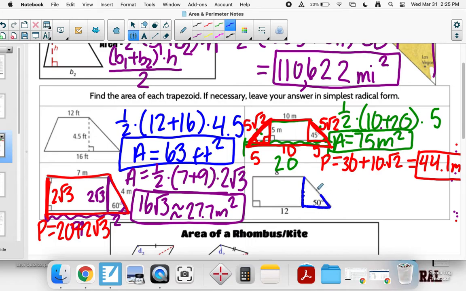Jasmine, why do you say that and not our 30-60 or 45-45? Because it's a 50. Thank you very much, Jasmine. Sorry, I thought this was not a class discussion. Oh, right.